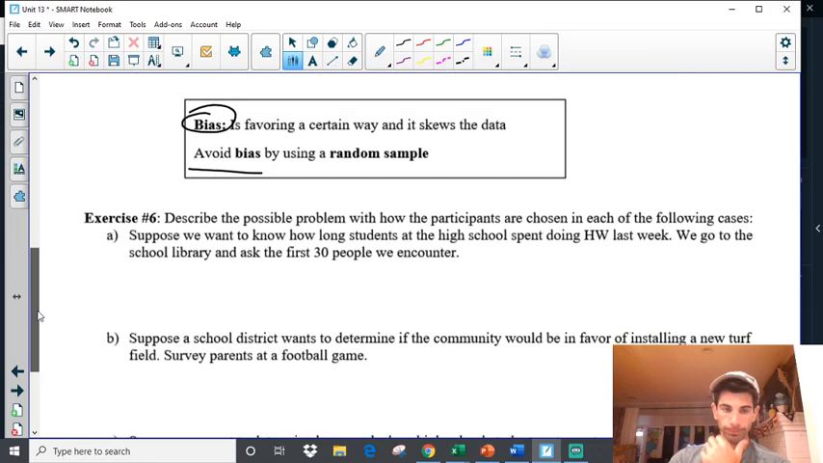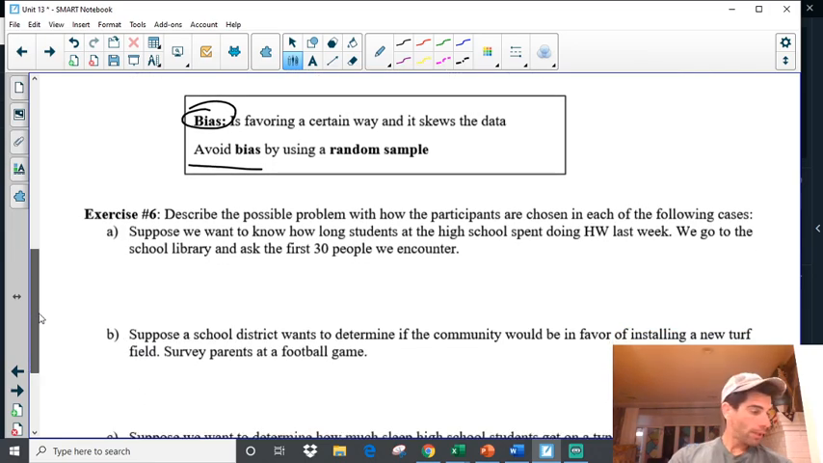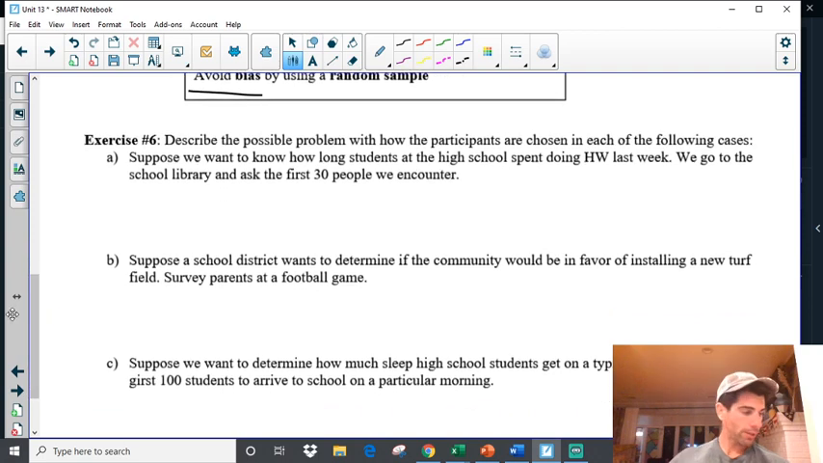Sorry. Last one. Exercise 6. Same thing, but now we're just going to be kind of wording out what we're reading. Describe the possible problem with how the participants are chosen in each of the following cases. So we're trying to find what possible problems someone could attack my study for.